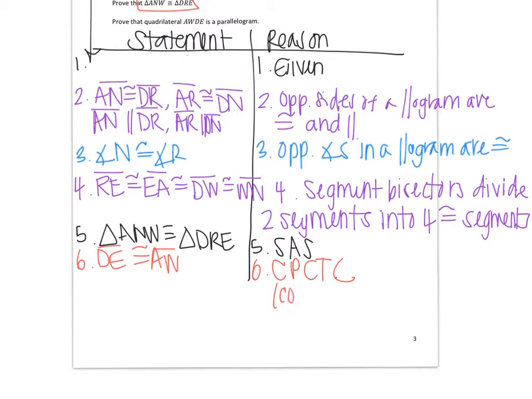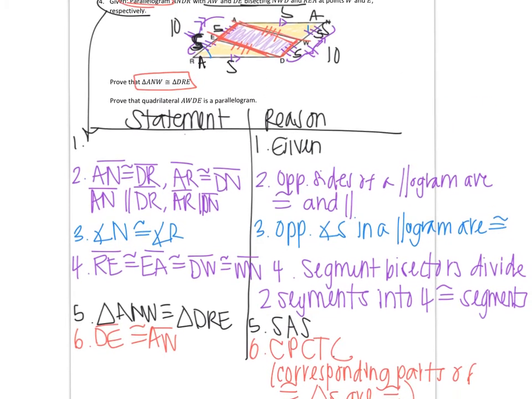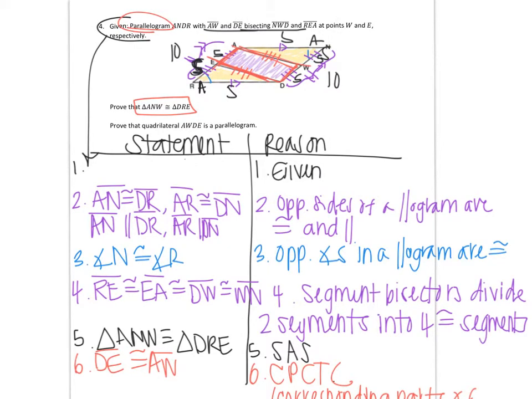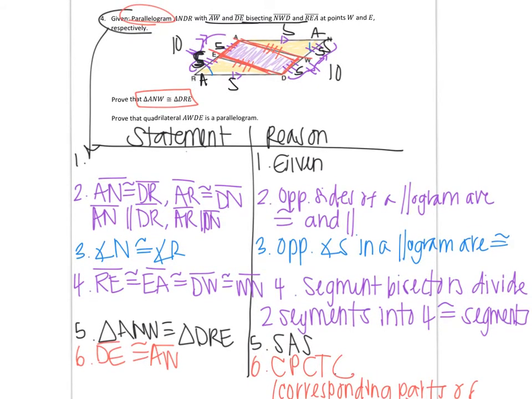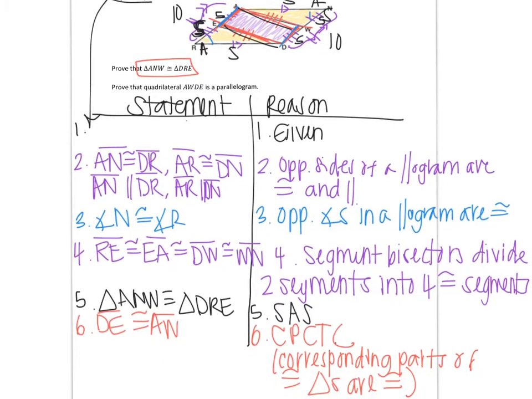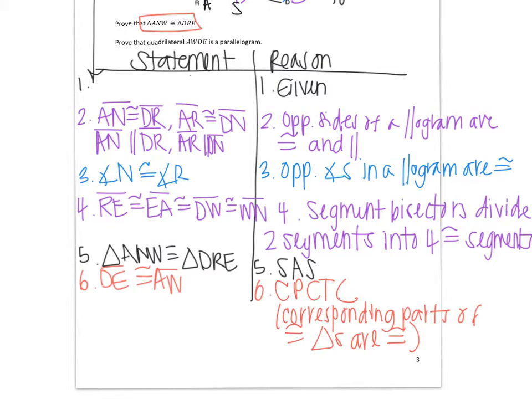It stands for corresponding parts of congruent triangles are congruent. So again, those corresponding parts, those corresponding sides, DE and AW, of those congruent triangles in yellow are now congruent. So if we look at this picture of that purple parallelogram, we have AE congruent to DW and DE congruent to AW, which means that that parallelogram, that quadrilateral, is a parallelogram.